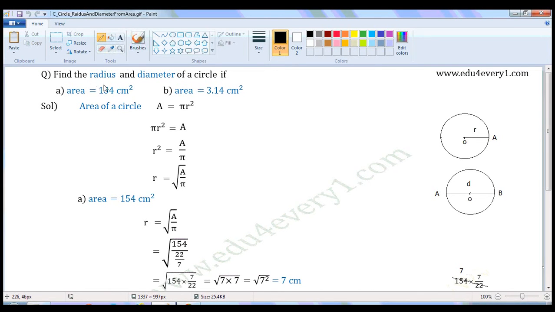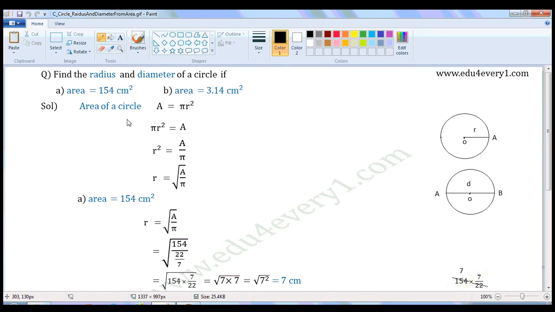Find the radius and diameter of a circle if the first one's area is equal to 154 centimeter square, and the second one's area is equal to 3.14 centimeter square. These two figures are circles. In this circle, O is the center and OA is the radius. In this circle, O is the center and AB is the diameter.